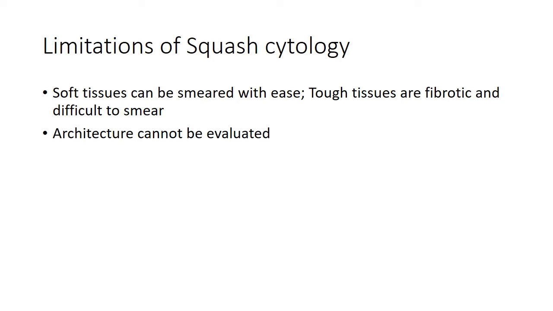Soft tissues like that of the CNS are easy to smear. However, tough tissues which are fibrotic, or some of the tumors within the CNS like a fibroblastic meningioma, are difficult to smear.